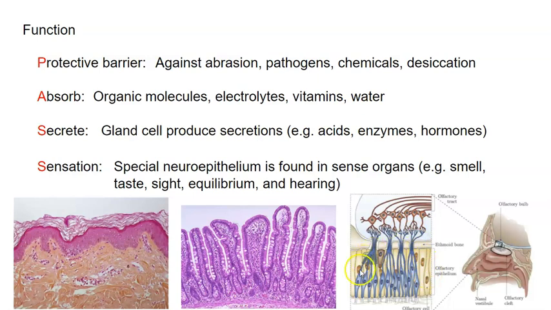This is your olfactory nerve. This is located in your nose. You can see this is your nose right at the top. You have this olfactory bulb, and these are special sensing neuroepithelium, which we'll talk more about later.